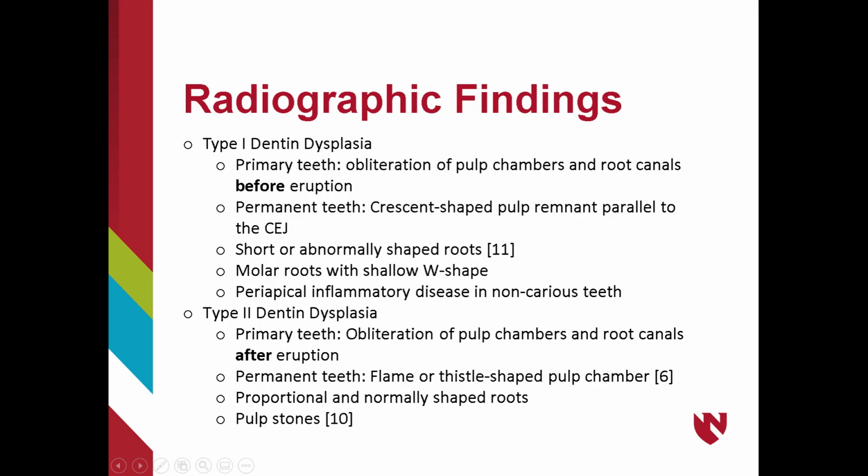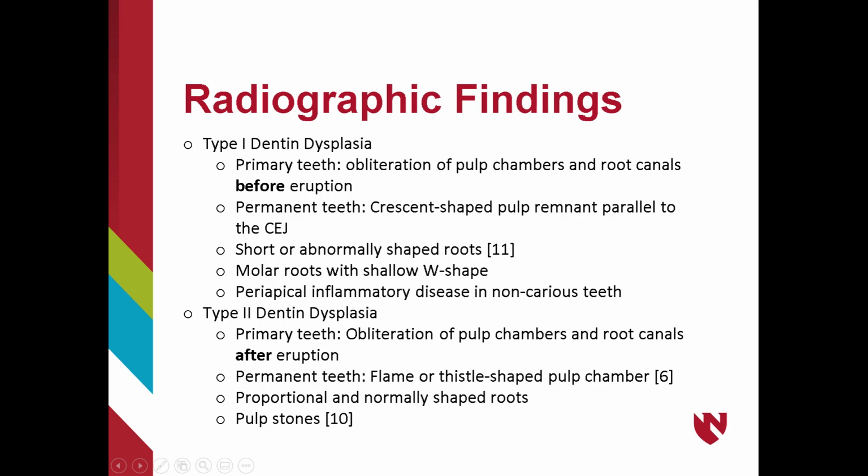In type 1 dentin dysplasia, the pulp chambers or root canal may be partially or totally obliterated before eruption in primary teeth. This may also occur in the permanent dentition, leaving a crescent-shaped remnant of pulp parallel to the CEJ. The roots of primary or permanent teeth will have a short, abnormal shape. They may appear blunted, similar to taurodontic teeth. Because of the blunting, molar roots may appear to have a shallow W shape. Periapical inflammatory diseases may be evident on the radiographs of non-carious teeth, which shows up as a periapical radiolucency.